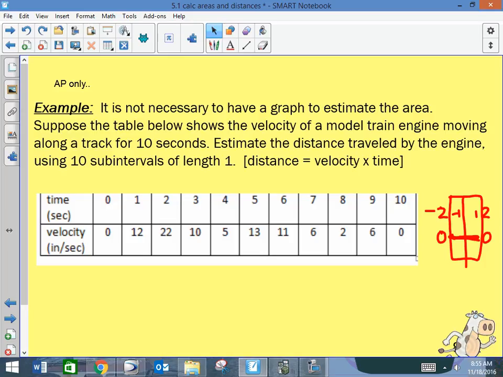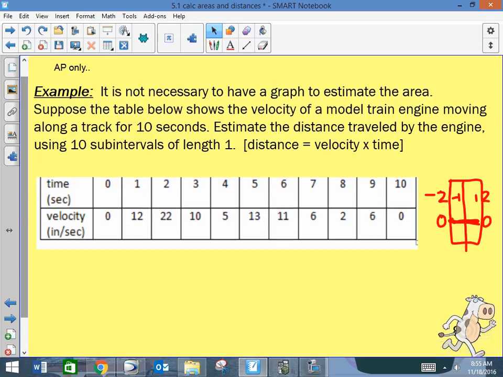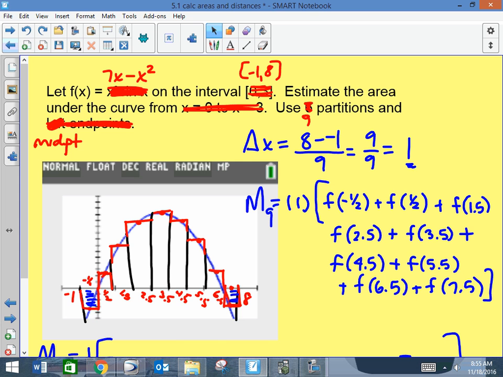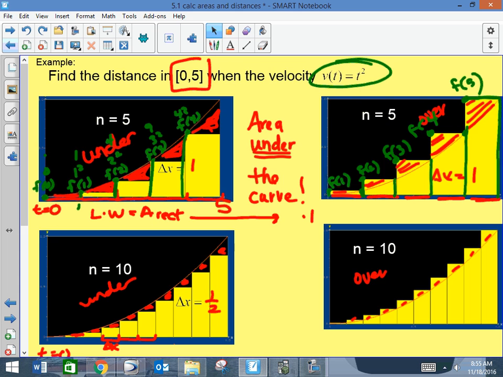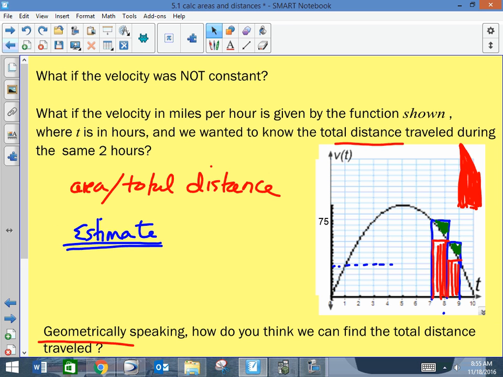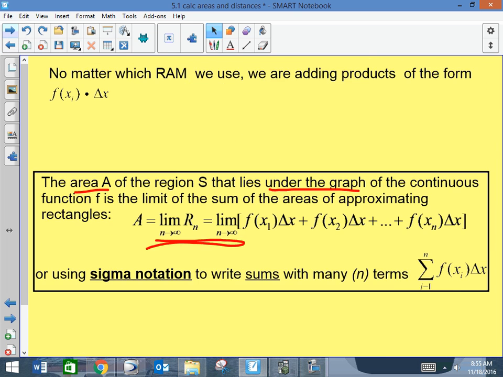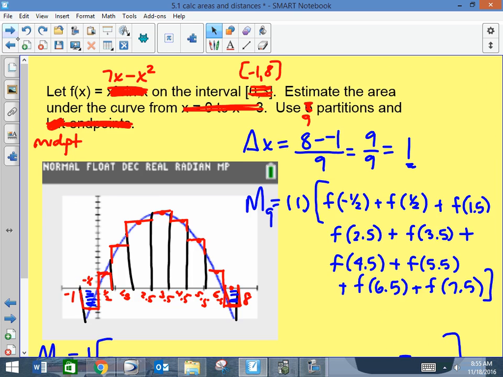Okay, so the AP people that write the tests are really big on tables because it's conceptual. It doesn't take a lot of computation, and that's what they're after. Okay, so I'm giving the velocity, these are all the velocities, from the very beginning. I called that the velocity over here. What is the velocity? V of t. So all along, that's what I've been giving you. Now I'm just going to give it to you in a table form.